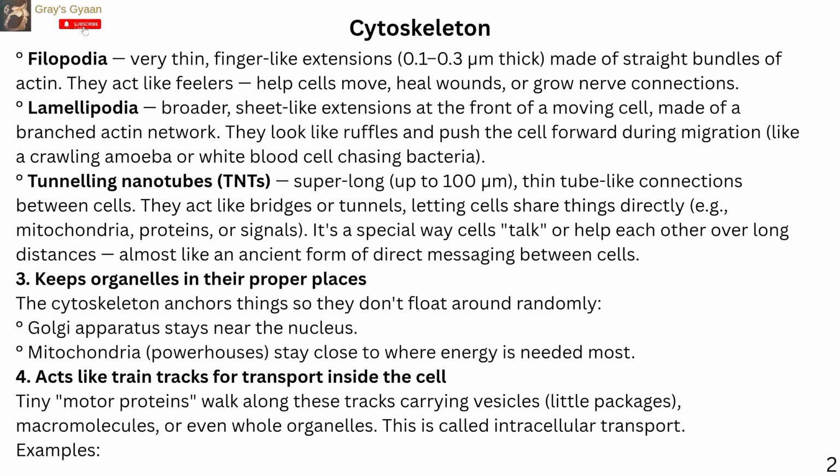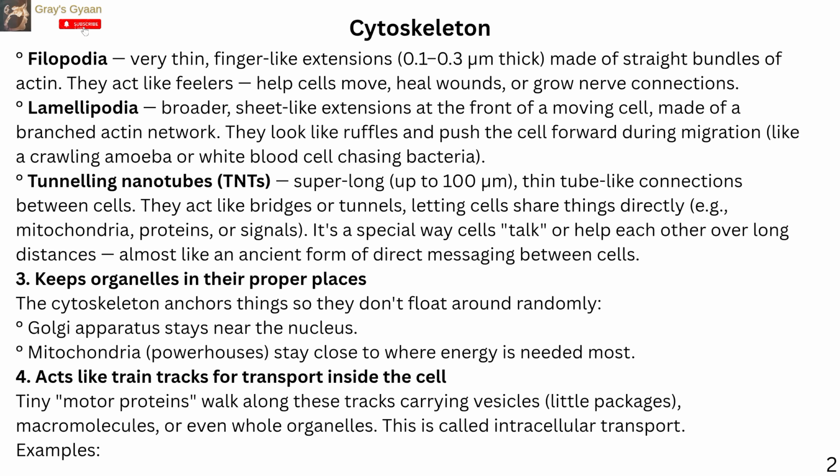Filopodia, very thin, finger-like extensions, 0.1 to 0.3 micrometer thick, made of straight bundles of actin. They act like feelers, help cells move, heal wounds, or grow nerve connections. Lamellipodia, broader, sheet-like extensions at the front of a moving cell, made of a branched actin network. They look like ruffles and push the cell forward during migration, like a crawling amoeba or white blood cell chasing bacteria.